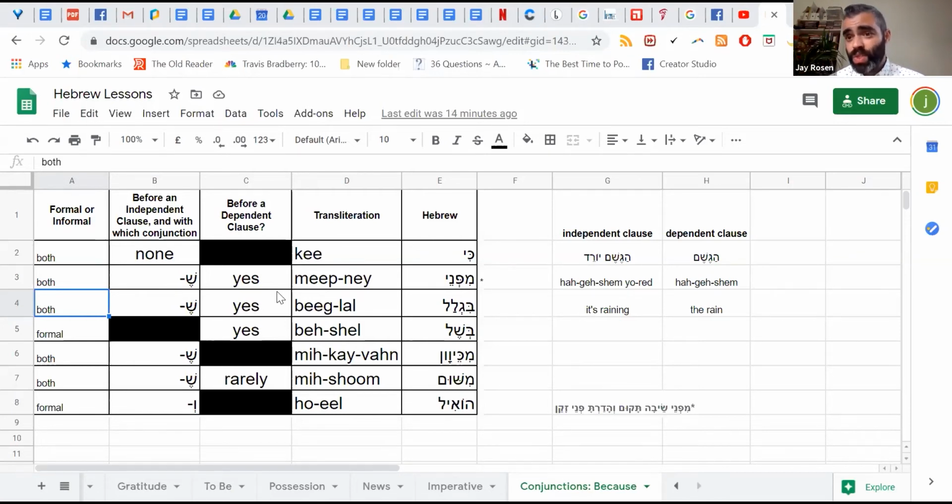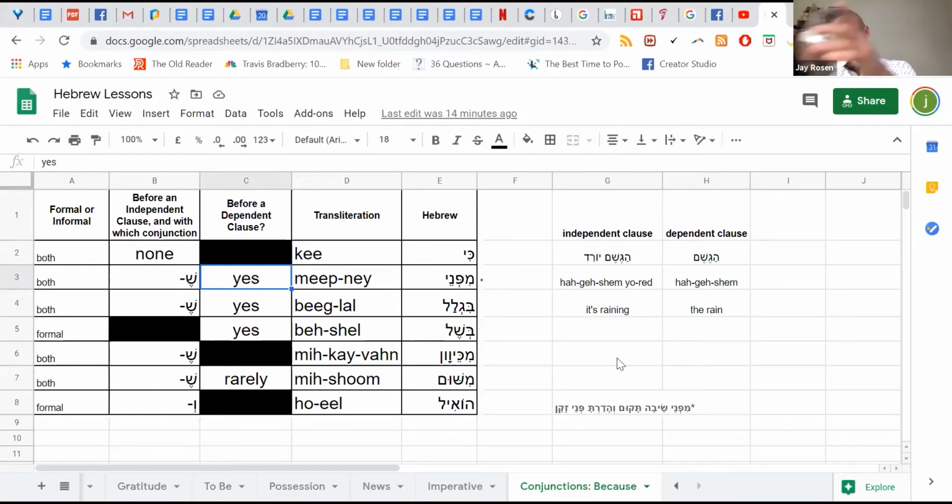The next one. Now, this one, I'm probably going to get a lot of flak. If not from you, I'm going to get flak from your Hebrew teachers, and for good cause. Mipnei. Mipnei is one of two words you're going to hear a lot that mean "because." And as you see here, mipnei is used before both a dependent clause and an independent clause. When it's an independent clause, it's followed by she. You've heard this all the time, and you've probably used this all the time. Mipnei she.